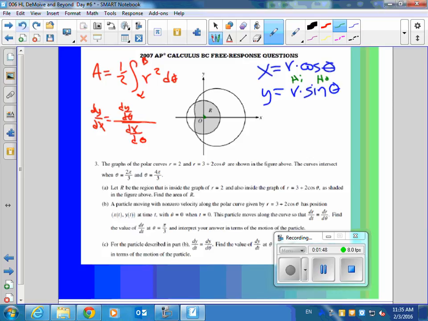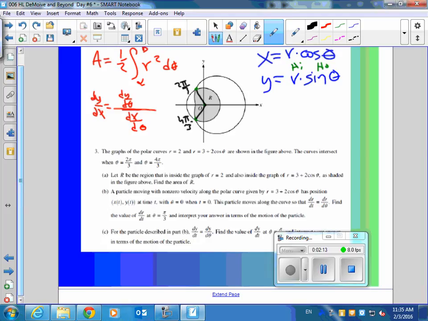All right, so what we're going to do next is we're going to go from theta equals 2 pi over 3 to 4 pi over 3. They were super generous. I've never seen this before, but they would tell you where these intersections are, 4 pi over 3 and 2 pi over 3. That's all right. You are supposed to figure out what the area is of that shaded region.